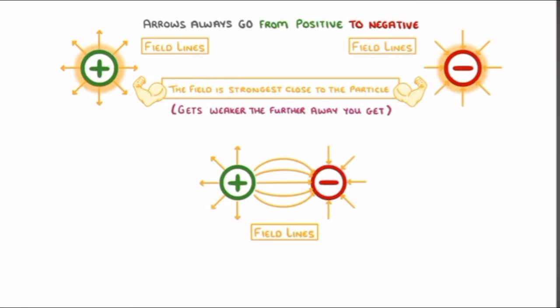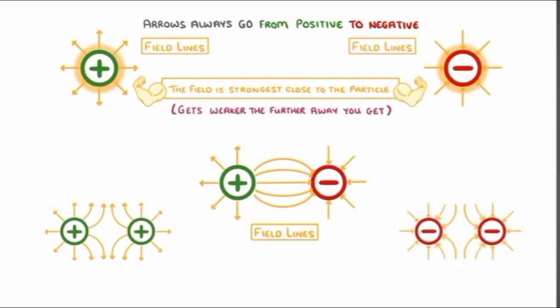If instead though, we had two particles of the same charge, for example two positive particles or two negative particles, then the two particles would repel each other, because like charges repel.